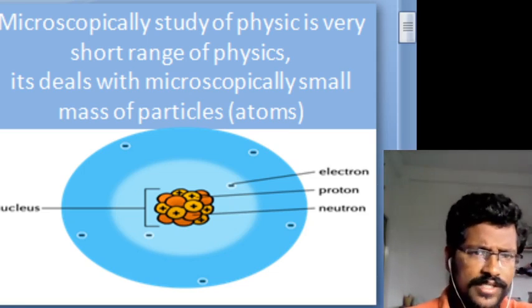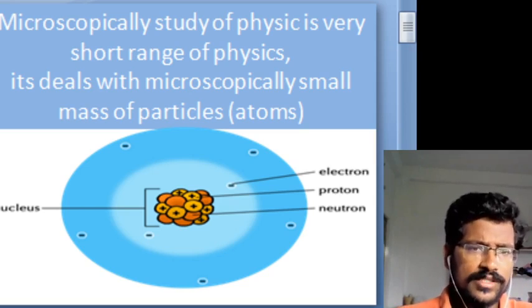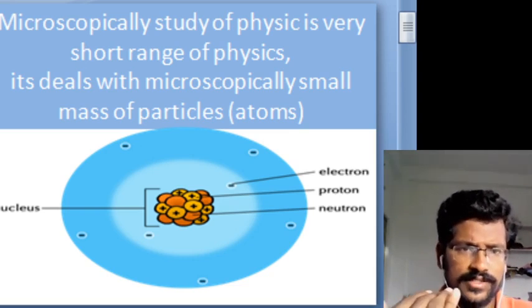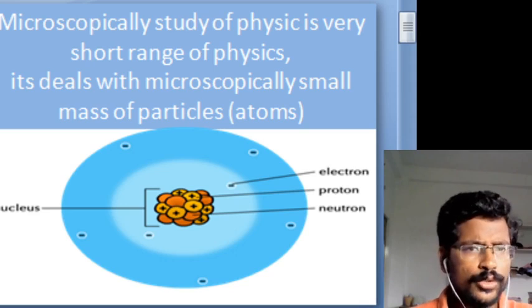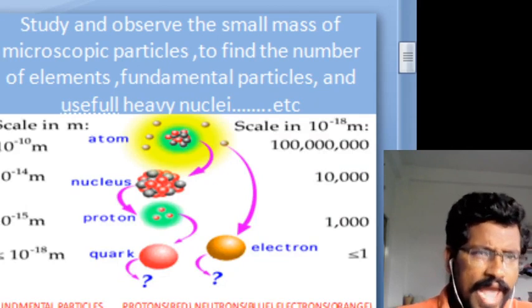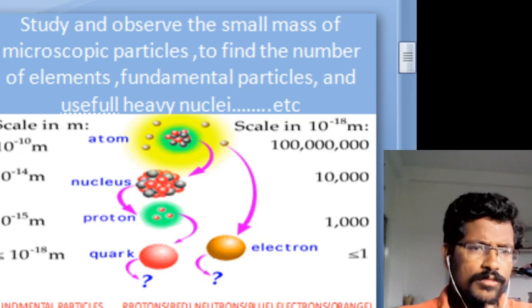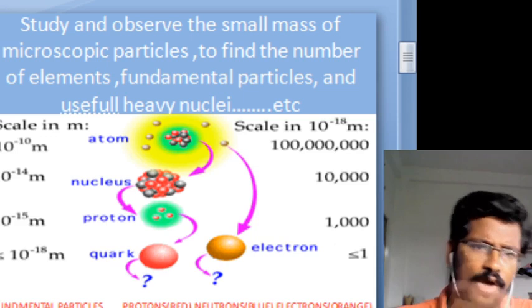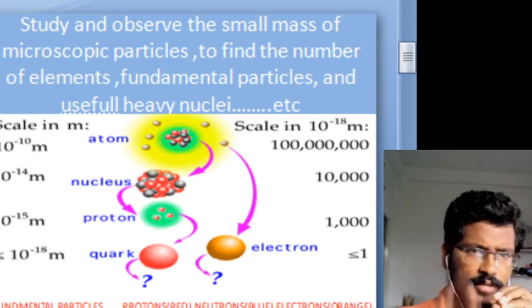The nucleus always has a positive charge and releases attractive forces. These attractive forces attract every particle in the atom to the nucleus. Now we are going to look at the full structure of the atom, the study and observation of small microscopic particles, and what happens in the inner ring and outer ring. Now we are going to make a brief observation of the atom.